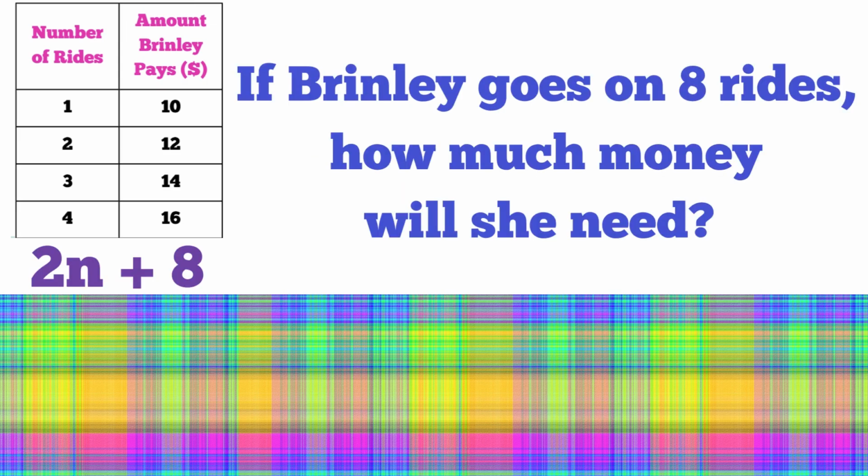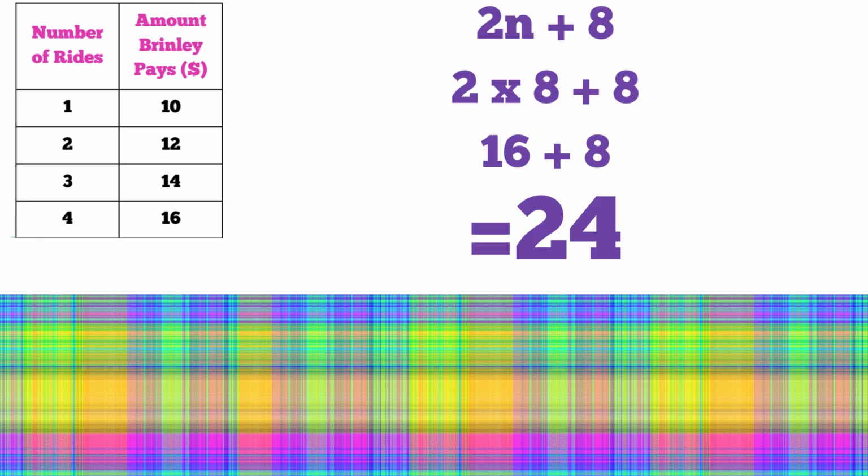If Brinley goes on 8 rides, how much money will she need? Pause the video and solve this problem. All right, using our expression 2n plus 8, we can substitute n as equaling 8. 2 times 8 is 16. 16 plus 8 equals 24. So Brinley will need $24 to go on 8 rides.